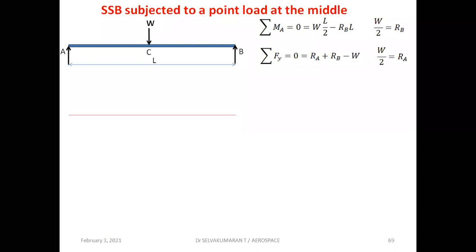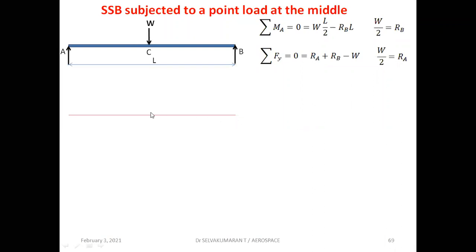Now we have got the unknown support reaction values, RA and RB, which are both equal to W by 2, because the load is acting exactly at the middle, a symmetric load. So the load divided by the number of supports, 2, gives RA equal to RB equal to W by 2. With this, we are going to plot the shear force diagram.